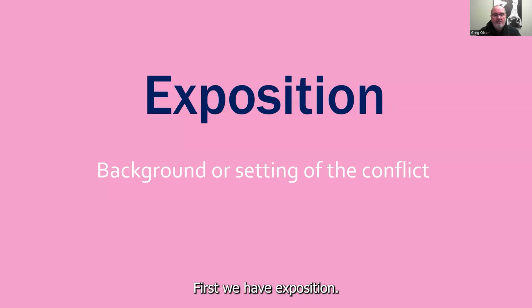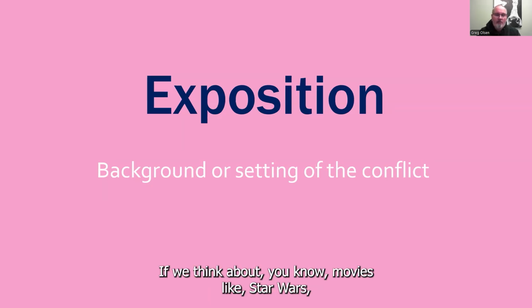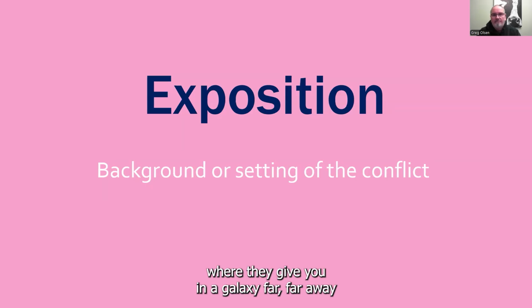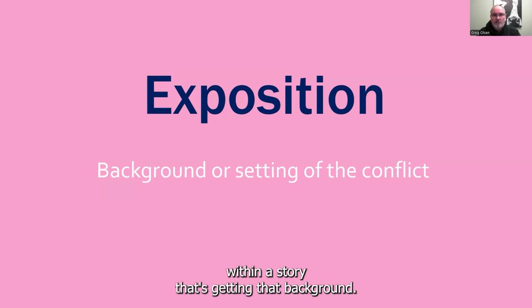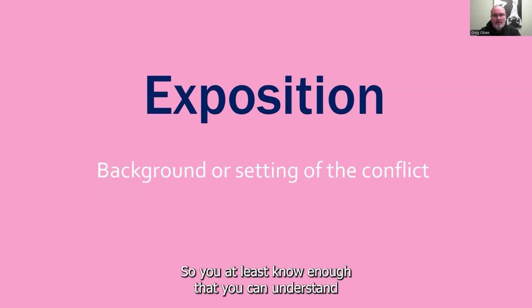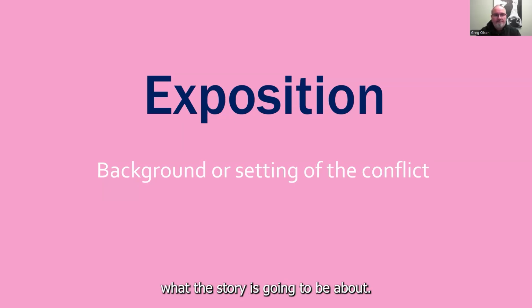First, we have exposition. This is the background, or we're getting the setting for that conflict. This might be explaining what the reader needs to know prior to coming into the story. If we think about movies like Star Wars, where they give you "in a galaxy far, far away," and it gives you a little bit of introduction to the movie. That's kind of what the exposition is doing within a story, is it's getting that background so you at least know enough that you can understand what the story is going to be about.